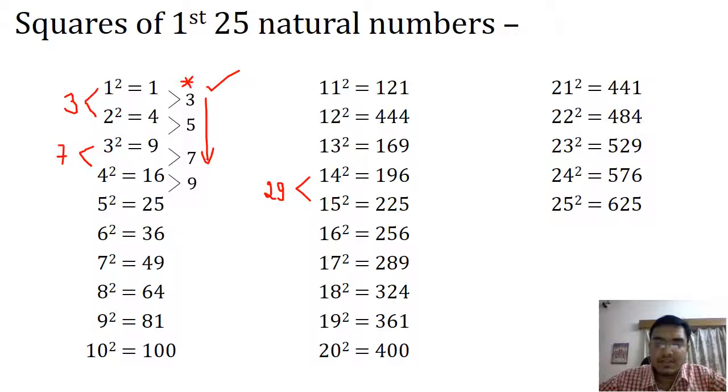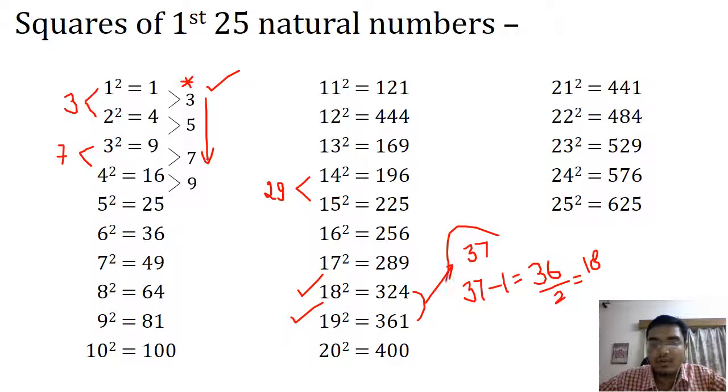Now if you are asked between what consecutive perfect squares the difference equals 37, what you need to do is subtract 1 from 37. We get 36. Now you divide 36 by 2, and you will get 18. So between 18 square and 19 square, the difference would be 37. This is how we can find out between what squares the difference is 37 or 43 or 45 or anything, right?